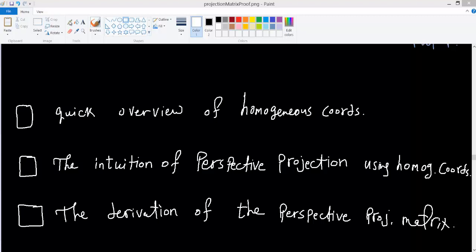A student of mine here in Udemy asked me to illustrate more about the homogeneous coordinates and how they are related to computer graphics. In the next couple of videos, I'll try to illustrate this. Let's first have a quick overview of the homogeneous coordinates.